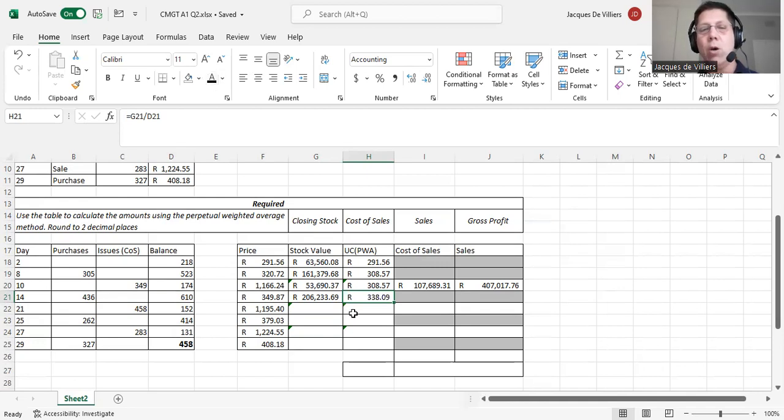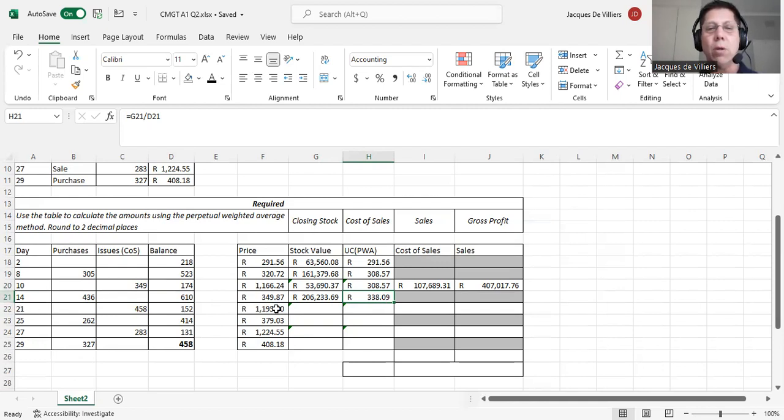We check it again. We know that it must be somewhere between 308 and 349. It is in between, so we know that our calculation was correct. Okay. Then on the 21st, we are making another sale.